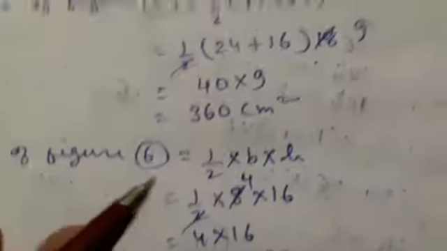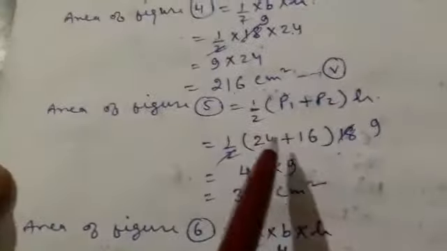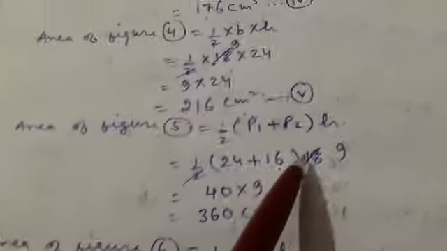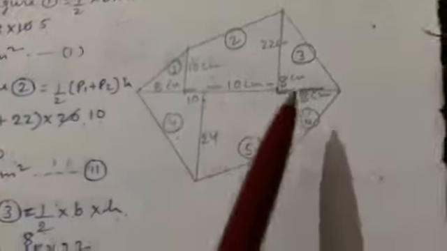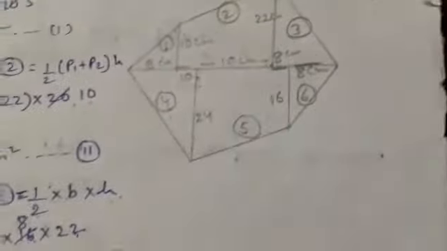Now area of figure 5, this is a trapezium, so half p1 plus p2 into h. Now half p1 will be 24 plus 16 into height will be here, it is given height is 10 plus 8, it is 18 centimeters. So 2 9s are 18, 24 plus 16 is equal to 40 into 9, that is equal to 360.